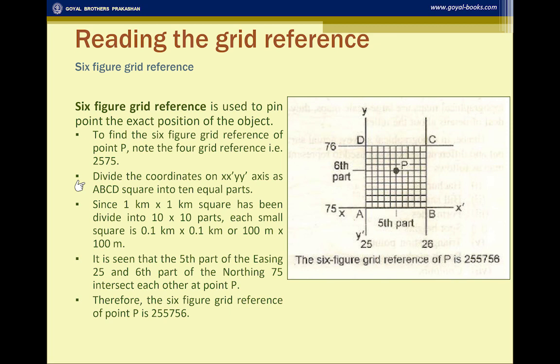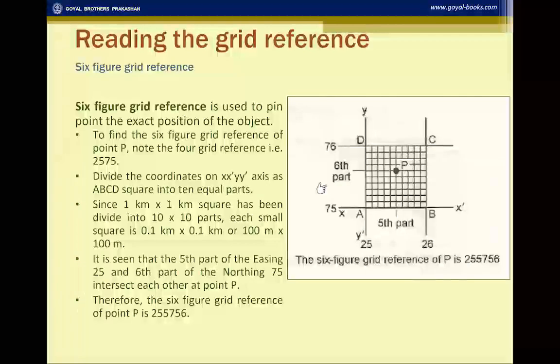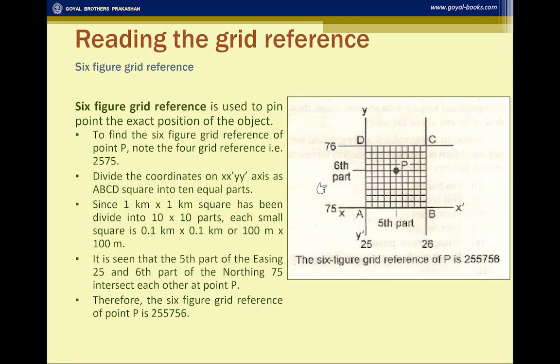Divide the coordinates of x and y into 10 equal parts. Since 1 kilometer by 1 kilometer square has been divided into 10 parts, each is of 0.1 kilometer or 100 meter by 100 meter. Generally, we do it mentally because it would take too much time to draw all these squares. So as I told you, just mentally divide the x coordinate into half, showing the 5th part, and the y coordinate into half.